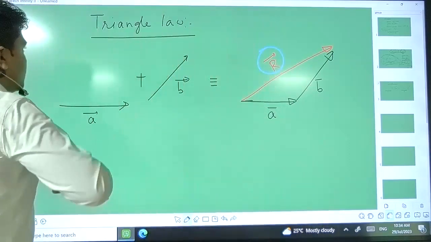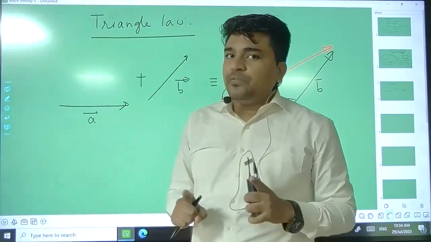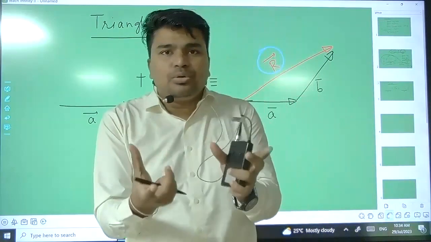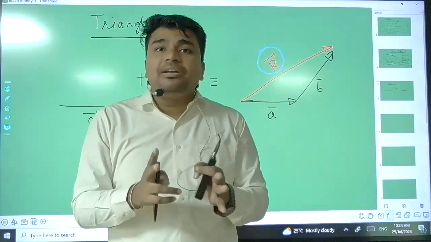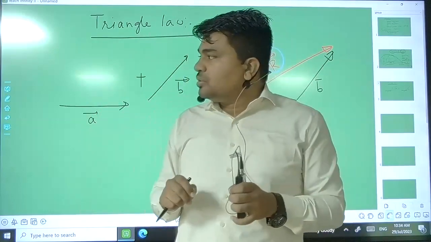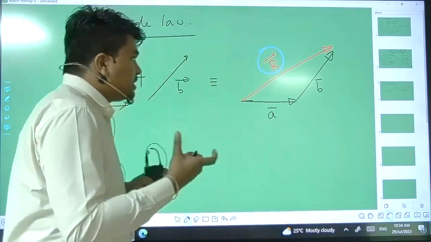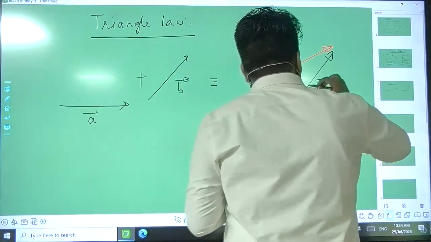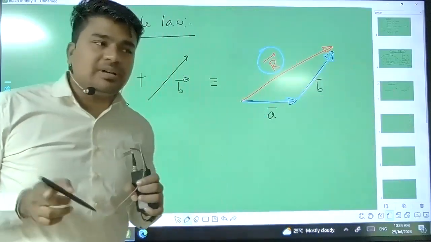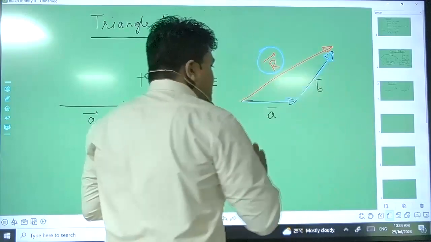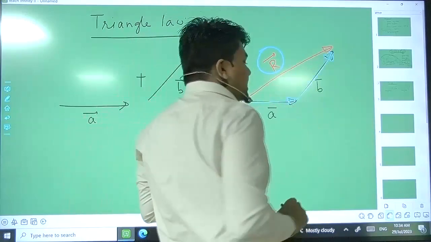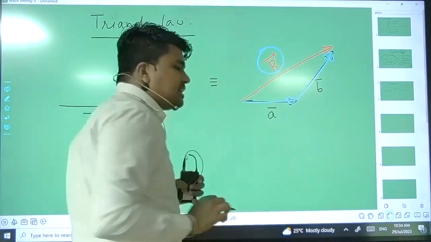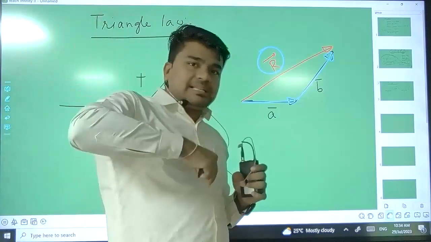First thing first, what is the triangle law of vector addition? It is simply a law that tells how we can add two vectors. What are the rules? The first vector's head should be joined to the second vector's tail, and the first vector's tail to the second vector's head is known as our resultant vector, which we have to solve in this case.